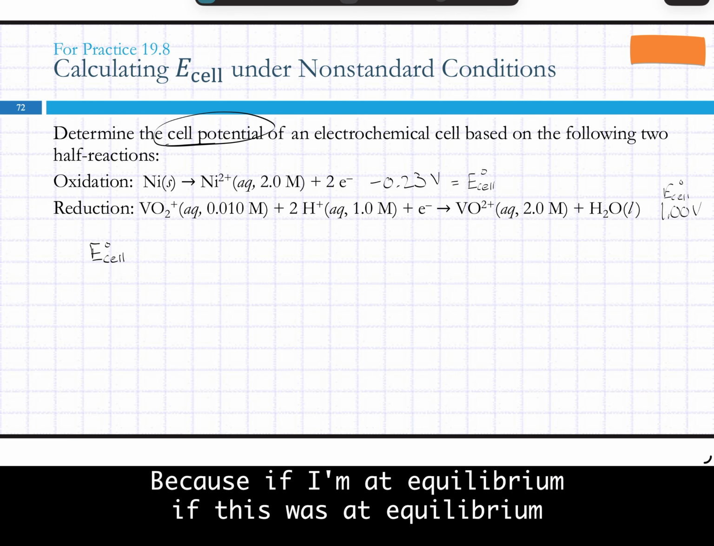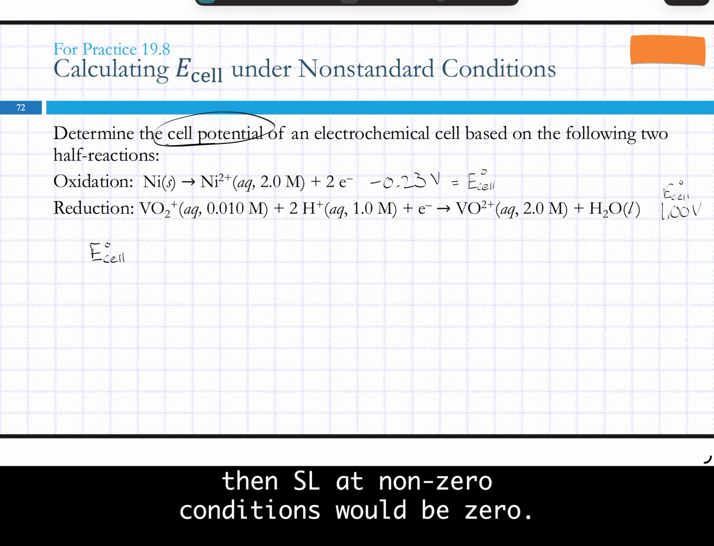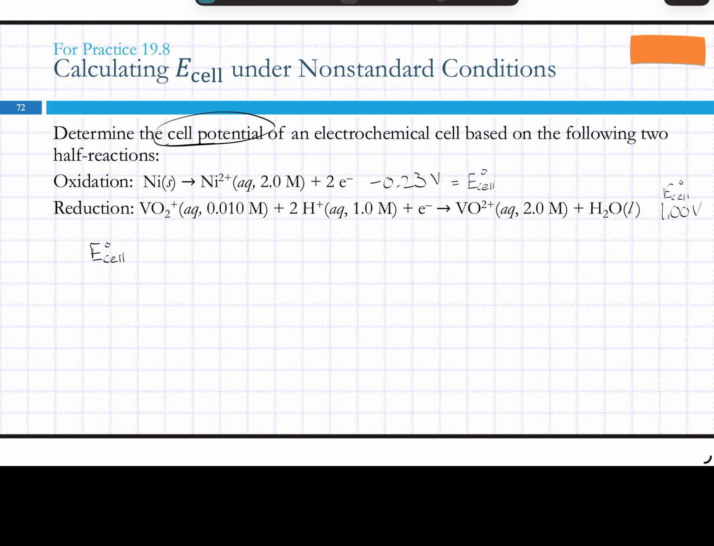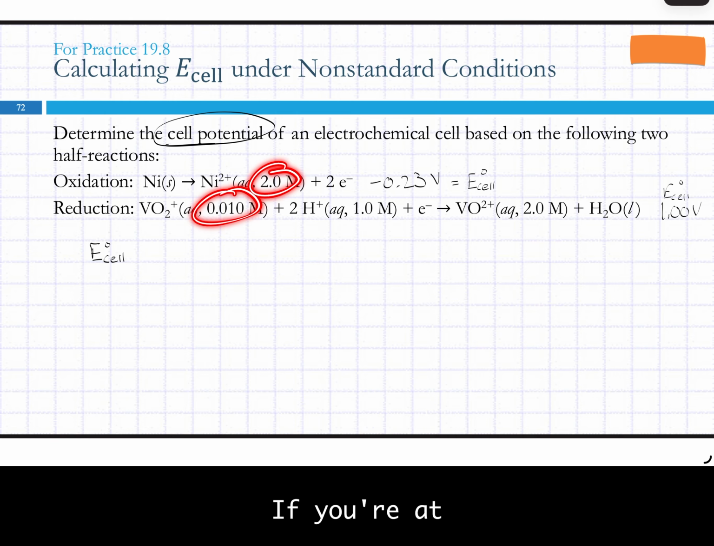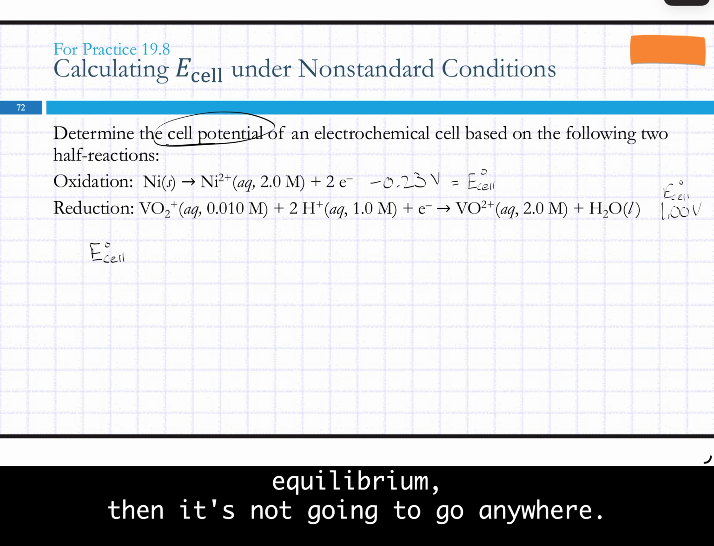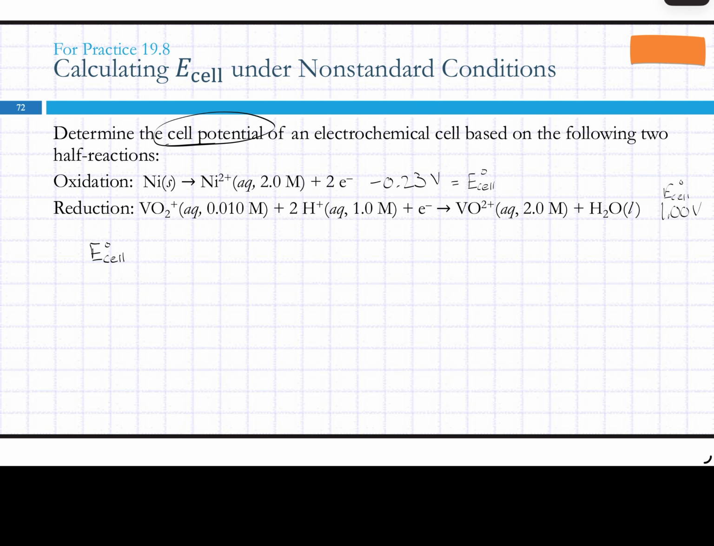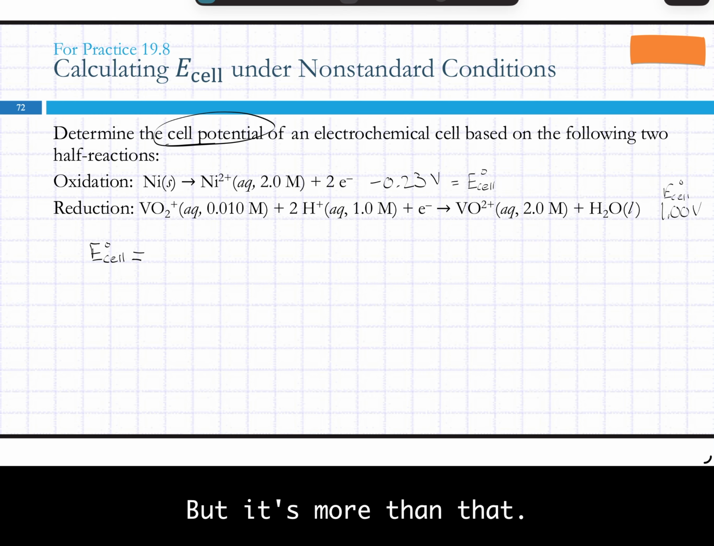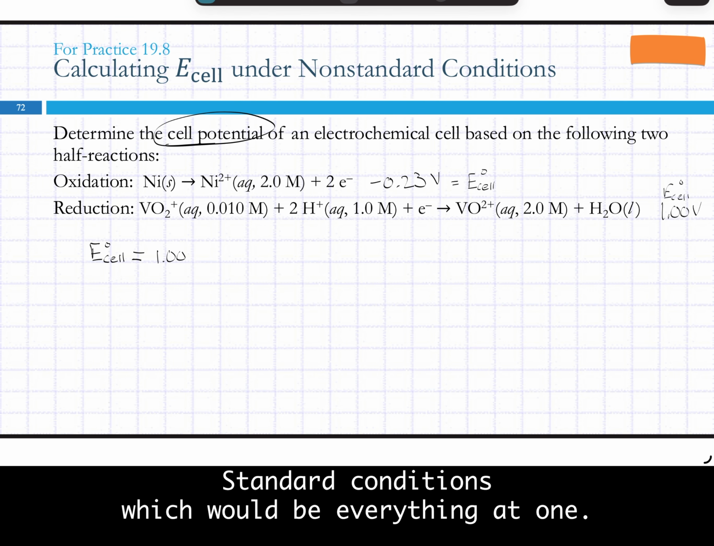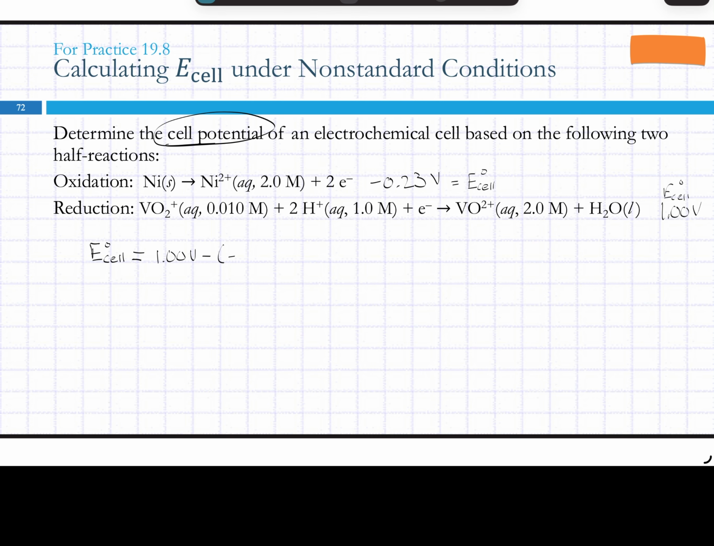Because if this was at equilibrium, then E cell at non-standard conditions would be 0. If you're at equilibrium, then it's not going to go anywhere. So it would be 0. But it's more than at standard conditions, which would be everything at 1.